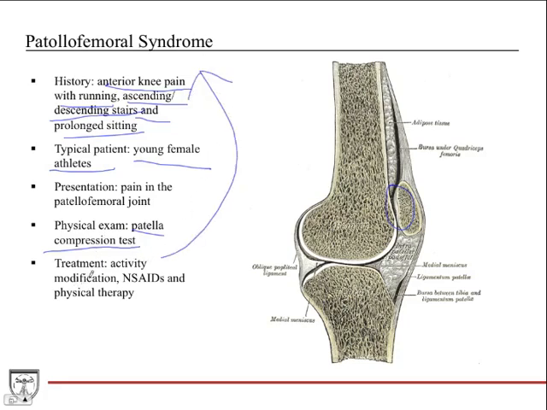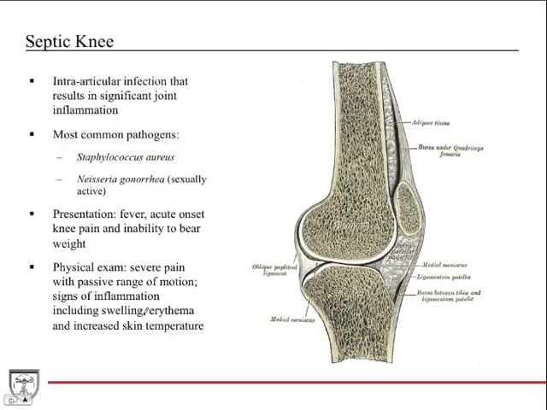Treatment, activity modification, so maybe they can't play sports for a significant amount of time to help them heal this. You give them NSAIDs, and then you give physical therapy. Septic knee, this is a very important thing to be aware of when you're working in the hospital, but also definitely on a board exam. You'll see this on shelf exams as well. It's an intra-articular infection, so similar to septic hip, that results in significant joint inflammation. Most common pathogen, very common board question, is Staph aureus.